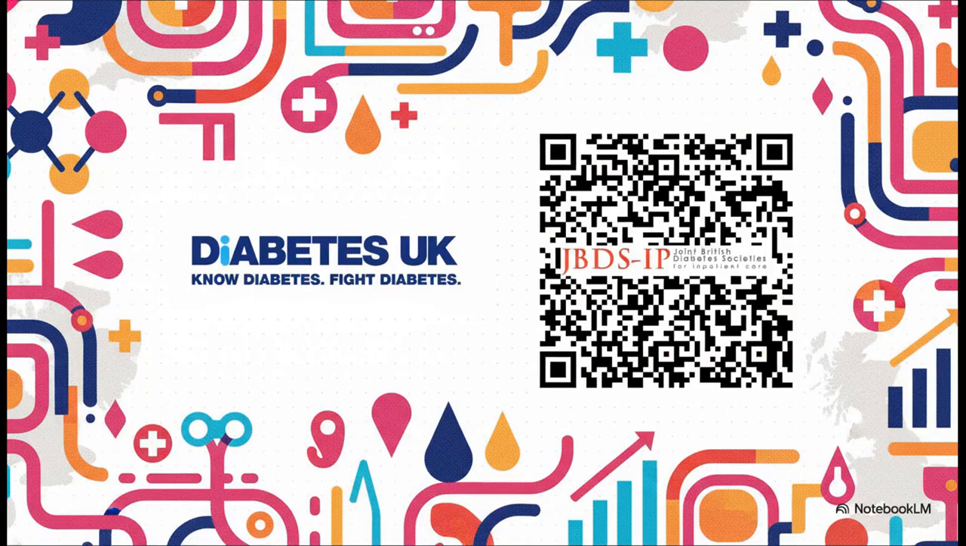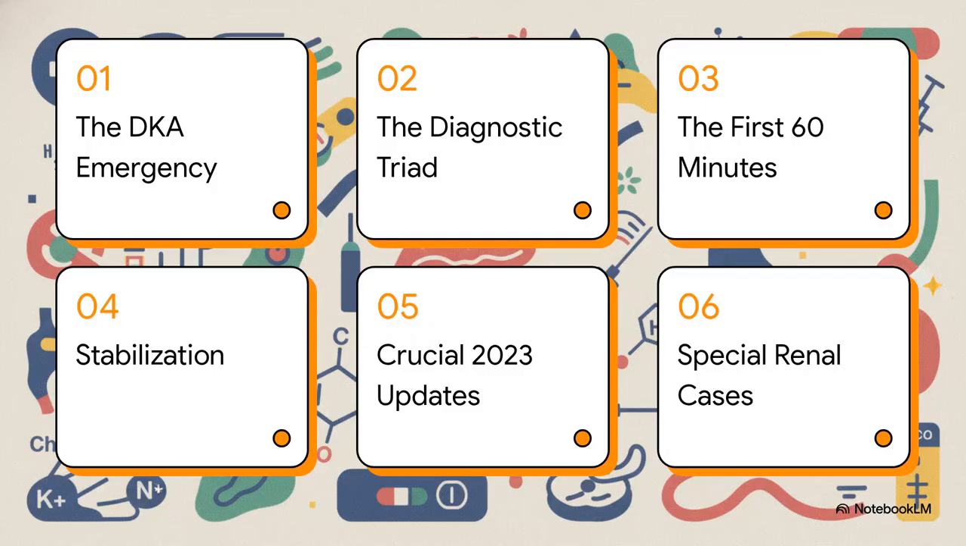This entire explainer is built straight from the revised March 2023 guidelines from the Joint British Diabetes Societies for Inpatient Care, and it's heavily backed by major hitters like Diabetes UK. Basically, this is the absolute gold standard UK consensus right now. Grab your phone if you want. You can scan the QR code you see right here and pull the full document up for your next shift.